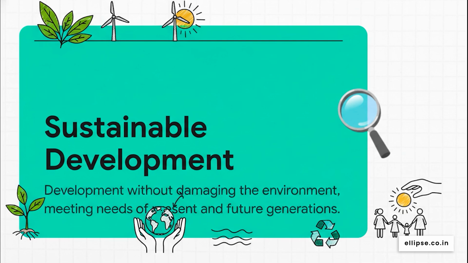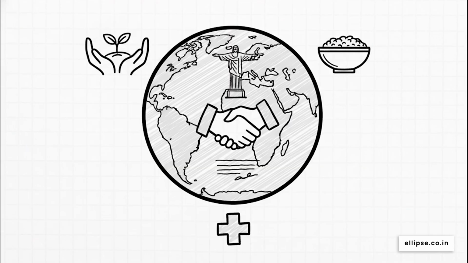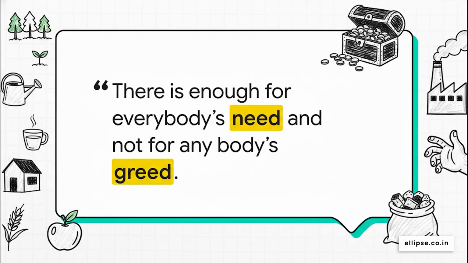It's a classic question. To make this sustainable development thing happen worldwide, leaders from all over the globe got together for a huge meeting called the Earth Summit. This was in Rio de Janeiro, Brazil, way back in 1992. And there, they signed a big declaration called Agenda 21. The goal was basically to give the world a plan to fight environmental damage, poverty, and disease, all while developing sustainably. And this whole idea isn't new. Gandhiji said something really powerful that sums it all up perfectly. He said, "There is enough for everybody's need, and not for anybody's greed."